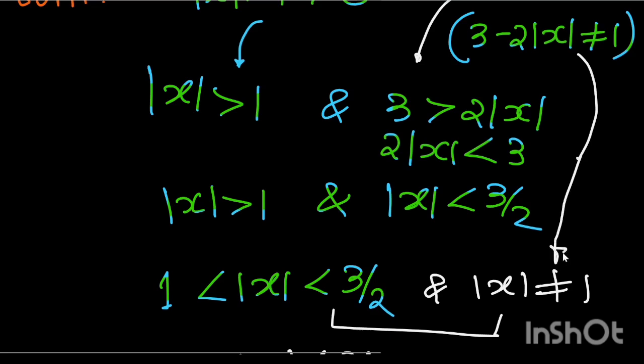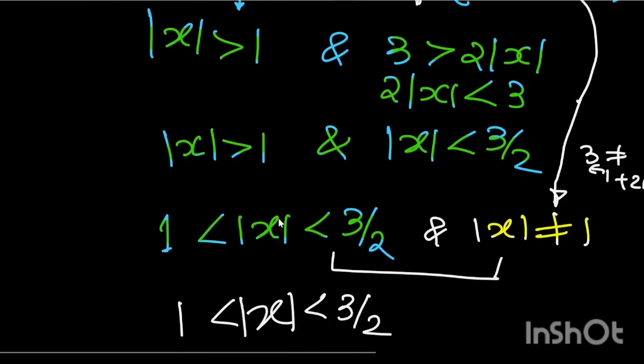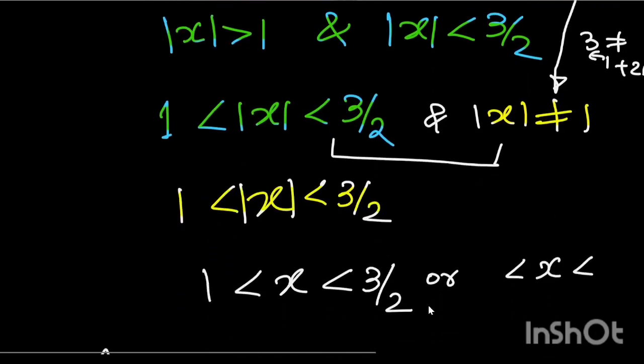you will get 3 shouldn't be equal to 1 plus 2 mod x, and if you solve it, 3 minus 1 is 2, 2 cancels out, you will get mod x not equal to 1. So it's okay. In 1 to 3 by 2, mod x not equal to 1 is already satisfied. So 1 to 3 by 2 will only come, and that is the final answer.